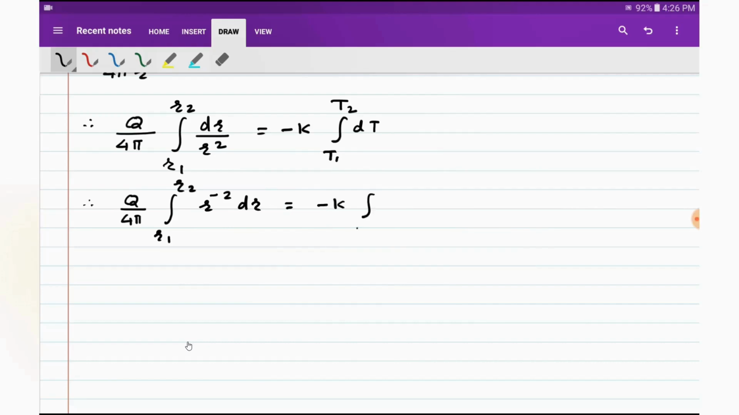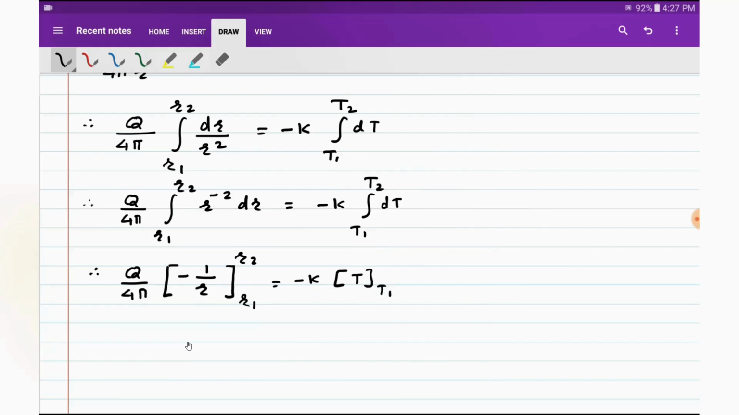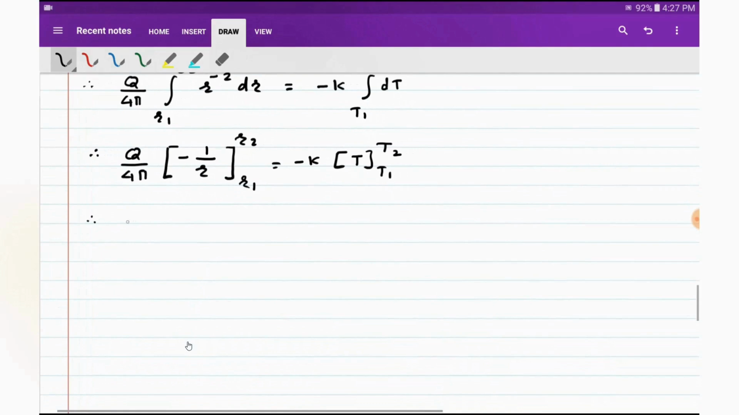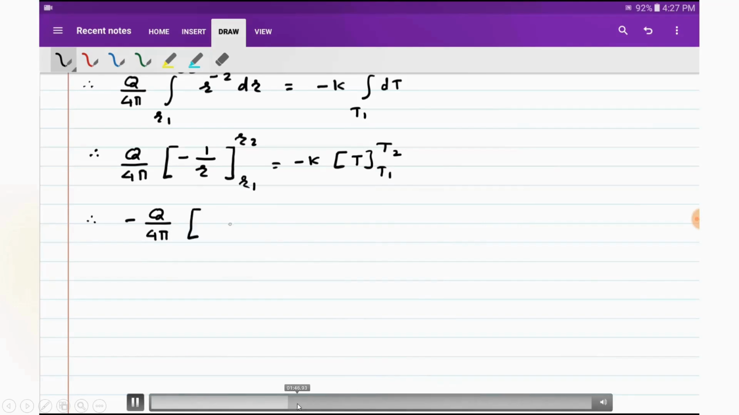So that will give you r raised to minus 2 plus 1 divided by minus 2 plus 1, that is minus 1 upon r. So we can say that this is nothing but Q upon 4 pi into minus 1 upon r. Just now we have seen the limits are from r1 to r2. Right hand side minus K, in place of integration of dT is T. The limits are from T1 to T2. Now take minus sign outside first, and then we'll see how to apply the limits in this particular case.